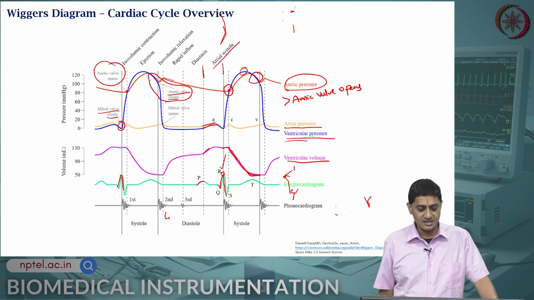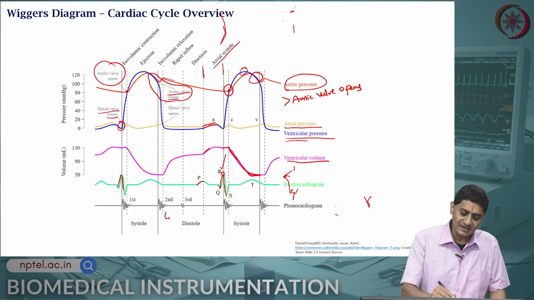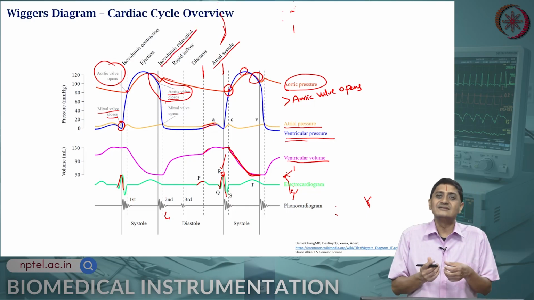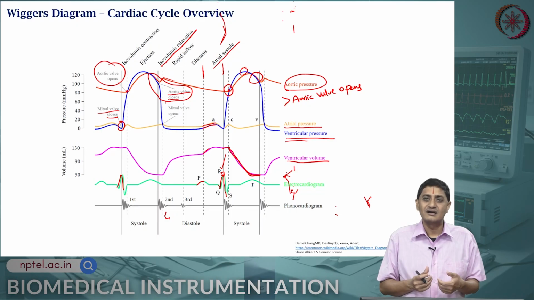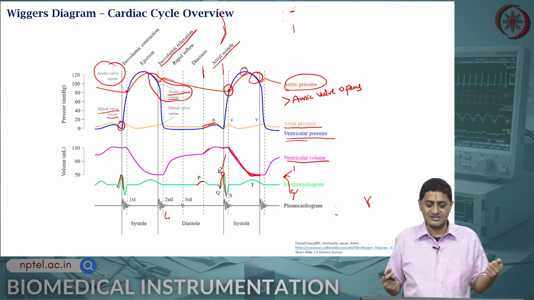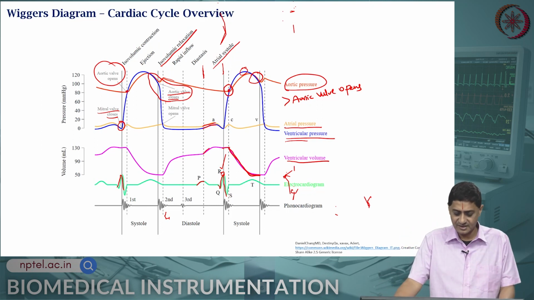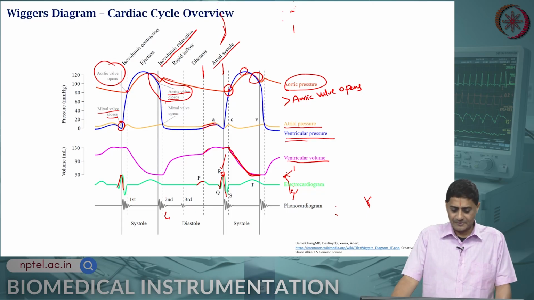This is of course called the isovolumetric relaxation. At the same, relatively low volume, there is relaxation. This is the diastole that happens, right. So, this is the ventricular diastole that happens.